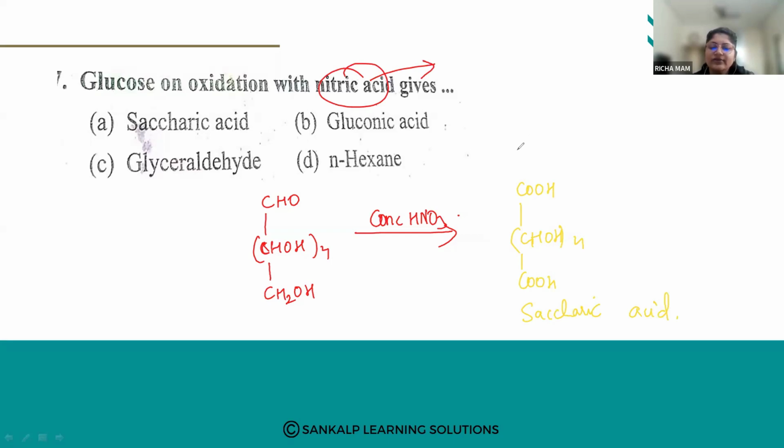What it will do is oxidize both the aldehydic group as well as the alcoholic group to the carboxylic acid. So our answer is option A. I hope you have got it. Let us go for the next question.